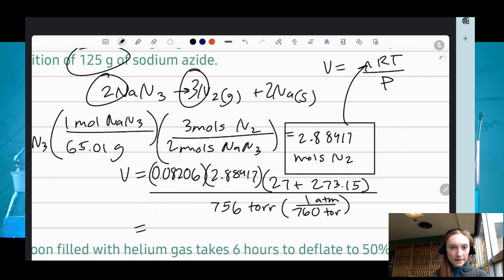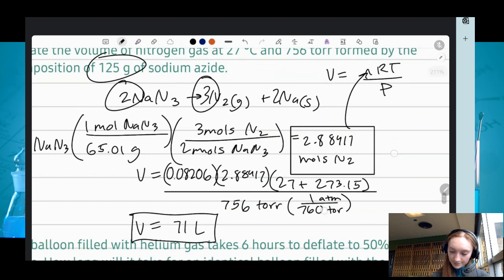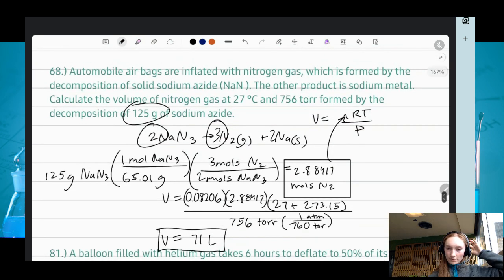And so multiplying everything out, we will get a value of 71 liters for this answer. So that is how we solve this problem.